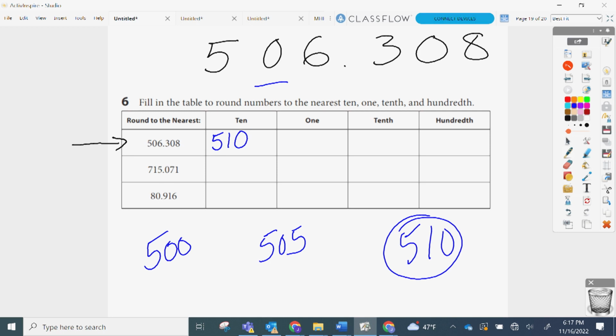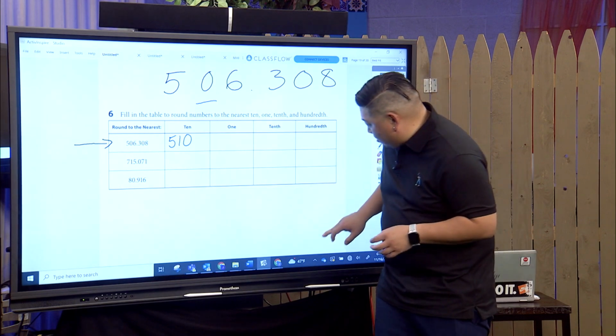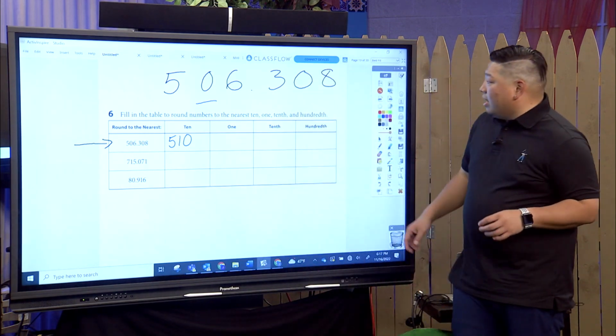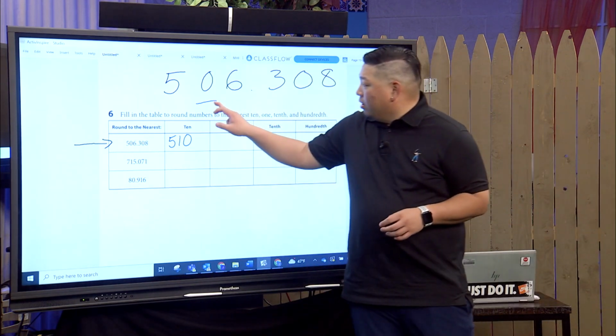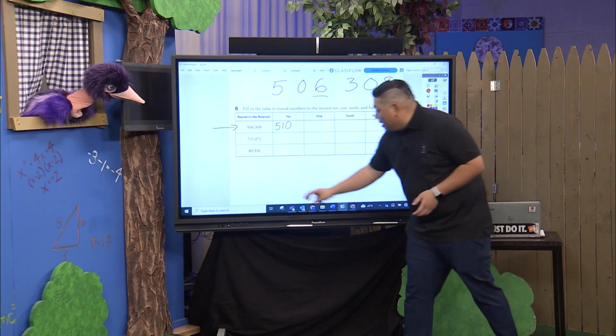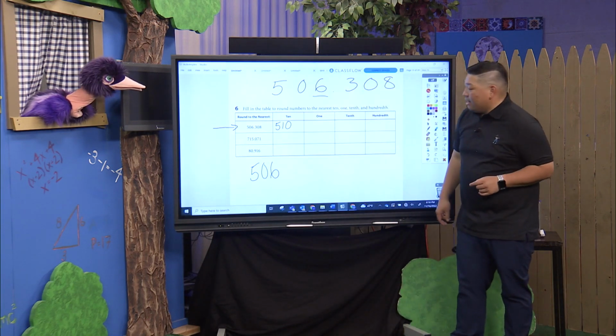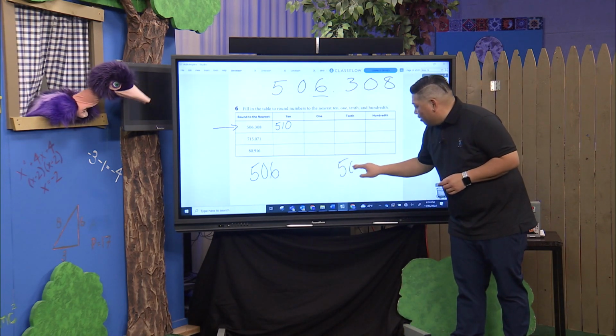So we're going to do the same exact thing now, except rounding to the nearest 1. Whoa. See you later, numbers. Bye-bye. All right. So let's go ahead and take a look at that. To the nearest 1 would be where the 6 is. So you could always start with what you have. So that means the nearest 1 is either going to be 506. And what's 1 more than that? 507.